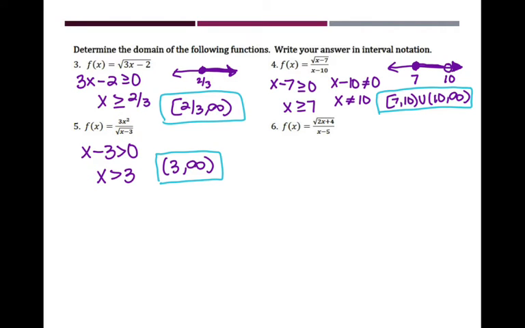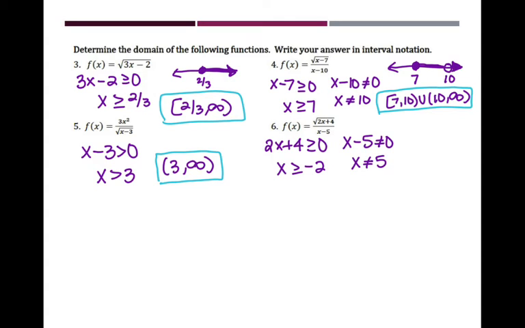Okay. Number 6, similar to number 4, I need to have my radical be positive or equal to 0. So I have 2x plus 4 is greater than or equal to 0. I subtract 4 from both sides and divide by 2, so I get x is greater than or equal to negative 2. I also have the information that x minus 5 cannot be 0 since I can't divide by 0, so x also cannot be 5.